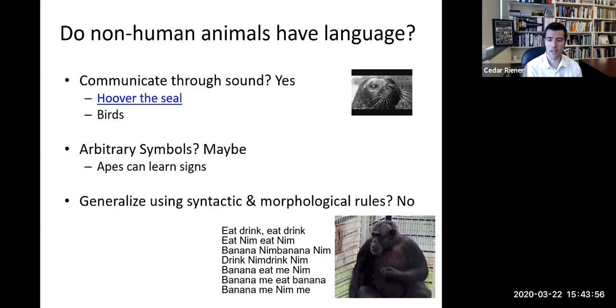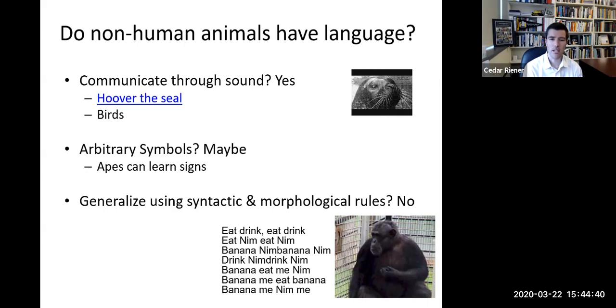So this is Nim Chimpsky, one of the apes who's learned some signs. And these are the most common signs of Nim. Eat, drink, eat, drink, eat, Nim, right? So it's basically a lot of simple orders and requests. There's not a lot of complexity in building sentences inside other sentences of the kind that you probably heard earlier in Ali Matou's daughter, a young daughter with not that many words, but able to form some interesting sentences that you wouldn't see here.